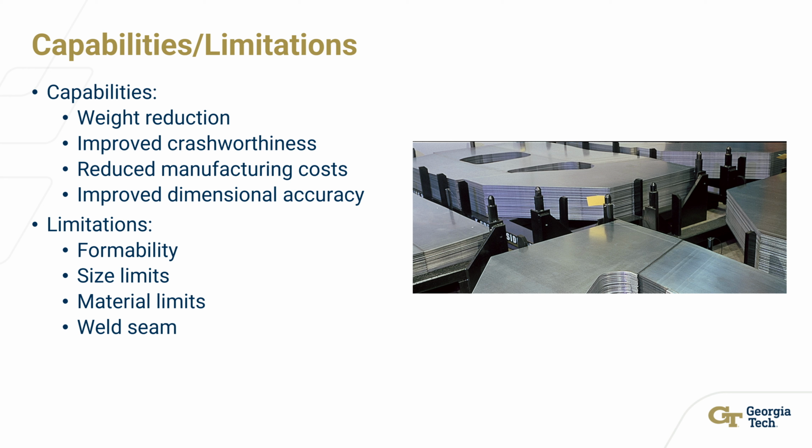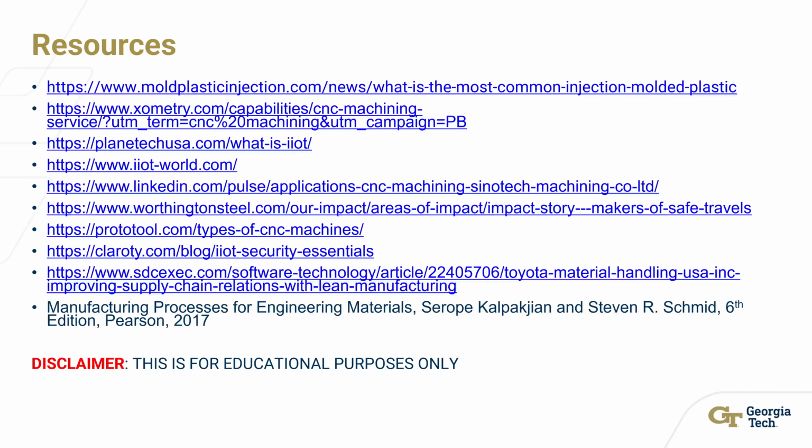Limitations: formability, same thing. You're dealing with a very big piece. Same thing as you'll find with a lot of stuff. Size limits and material limits are also issues, and then weld seams are also very susceptible to differences and some manufacturing tolerance issues.